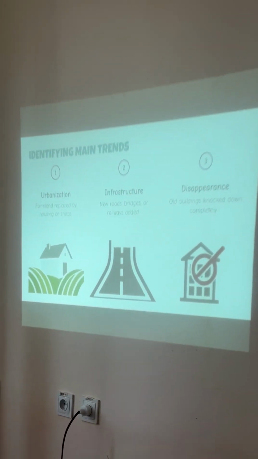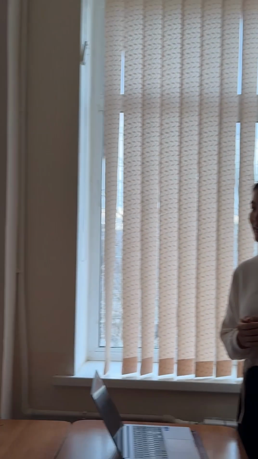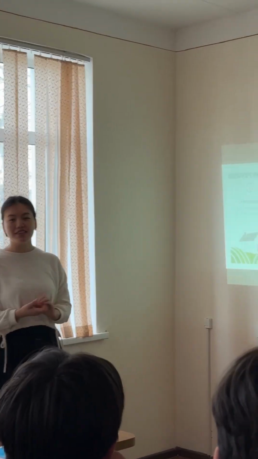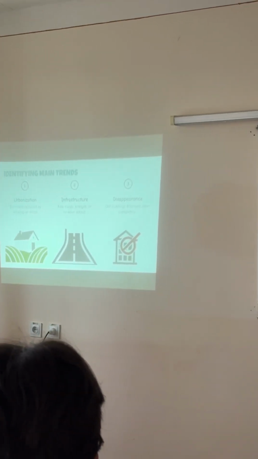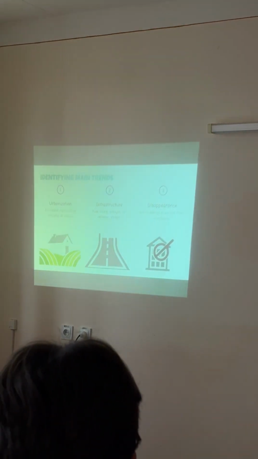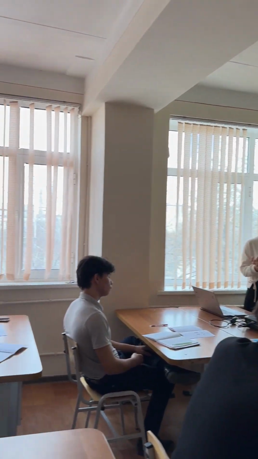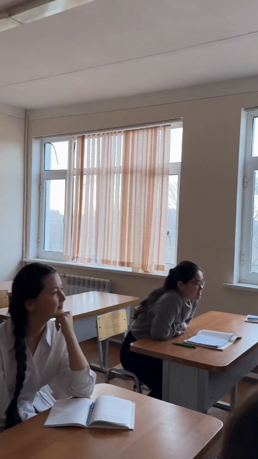Urbanization. Development of cities. Then infrastructure, the roads, railways, or bridges will be added to or reconstructed. Okay? And the last one, disappearance. Disappearance is demolishing the old buildings or unnecessary factories or this kind of thing. Clear? Clear. Yes. We will be aware of the nice chunks that we can use in our overview.